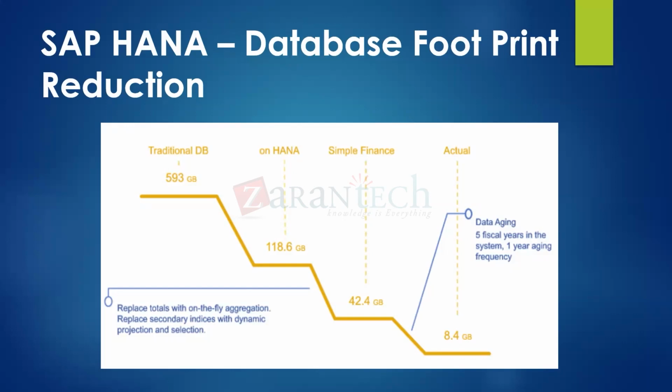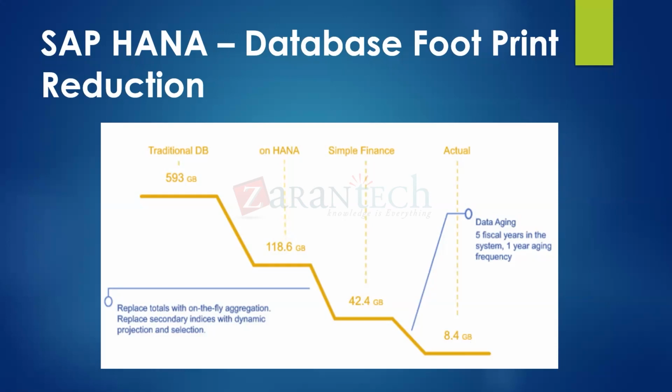The advantage of the HANA database is that a traditional database that takes 593 GB has been drastically reduced. With the introduction of HANA, the database size reduced to this much, and for Simple Finance, the predicted size was 42.4 GB and the actual was 8.4 GB. So this much database footprint reduction happened with S4HANA, because of the advanced technologies being utilized. The HANA database made all these things possible.